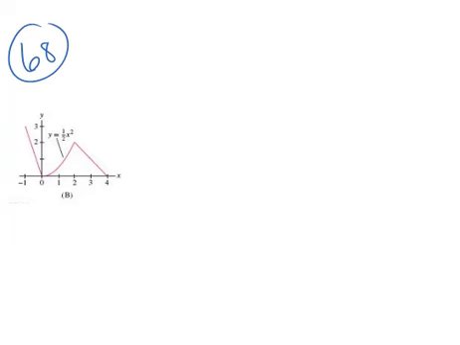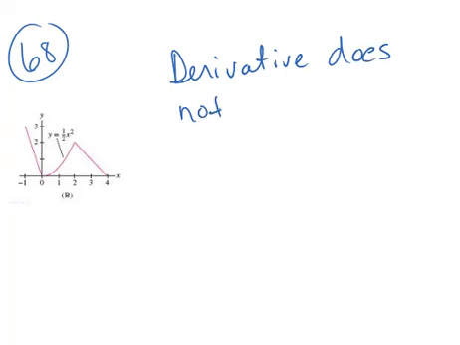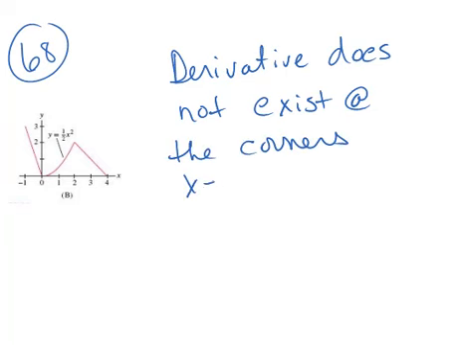Okay, looking at number 68 on homework section 3.2, they ask you to graph the derivative function. And so what you want to understand is for these different pieces, remember we talked about at corners, the derivative does not exist at the corners. Here, x equals 0 is a corner and x equals 2.